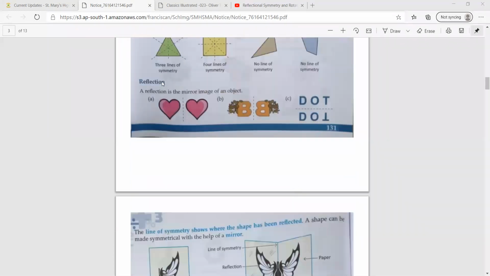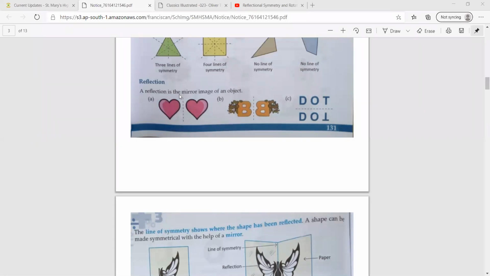Now we go to reflection. This reflection we have been talking about from the time we started this symmetry. Reflection means the image that is formed in a mirror or in water also. Sometimes if you look into the water, you can see yourself in that. That is called a reflection. So reflection is also a kind of symmetry. The symmetry formed by reflection is called reflectional symmetry.